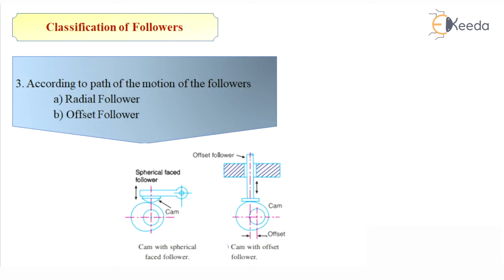In the third category, followers are classified depending upon the path of the motion of the follower, and they are classified as a radial follower and offset follower. The meaning of radial follower is the axis of the follower and the axis of the cam are in line, or the axis is the same, whereas in case of offset follower the axis of the follower and the axis of the cam is separated by some distance.